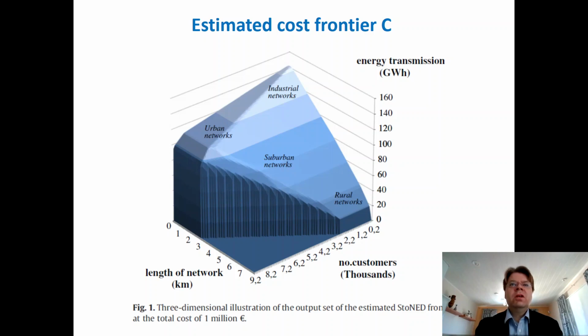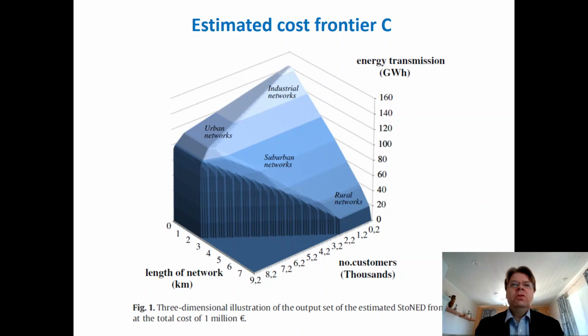The cost frontier is a piecewise linear frontier, exactly like in the case of DEA. And as you can see from the shape, in the output space it satisfies free disposability. It's monotonic, and it's also convex. So this would be the output set with the given cost of 1 million euros.